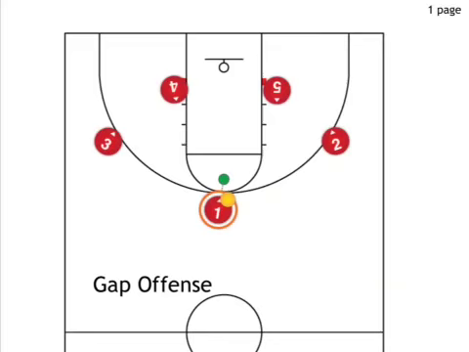So what we're looking for here, this is to attack a 2-3 zone. We're looking to sort of exploit the gaps between the players in that zone with some sort of high-low post movement from 4 and 5, and outside around the perimeter from these players.